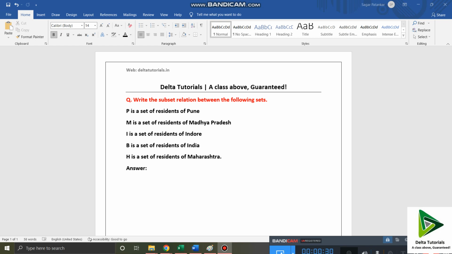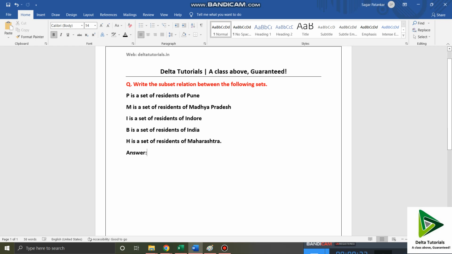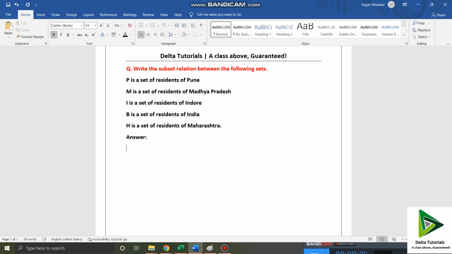In case of such problems, we need to carefully go through the actual sets which are given. So in this case, let's go through the sets first. P is a set of residents of Pune. M is a set of residents of Madhya Pradesh. Capital I is a set of residents of Indore. Capital B is a set of residents of India. And H is a set of residents of Maharashtra. Now these sets are given to us. We are going to write the subset relation between the given sets.